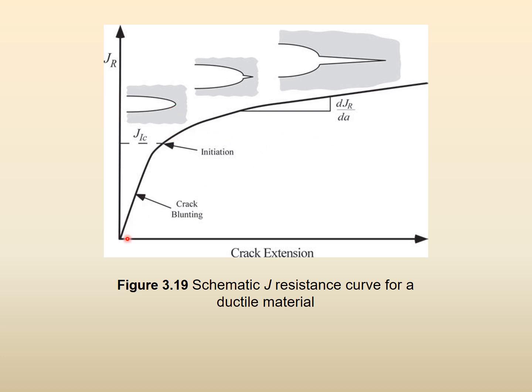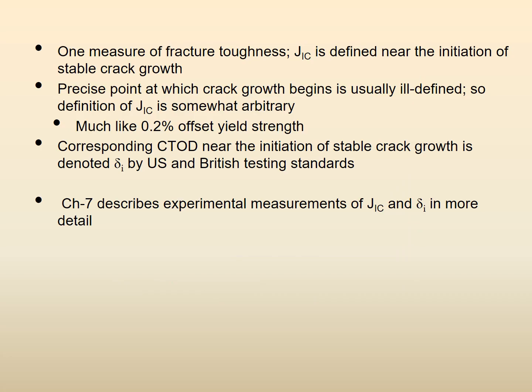But here you need a big change in J for a small change in A. So in the crack initiation region, you need a large amount of change in J for the crack to grow a little. But once the critical region, the J1C, is gone, then only a little change in J will cause a large change in A, right? So this is the curve that we were talking about on the previous page.